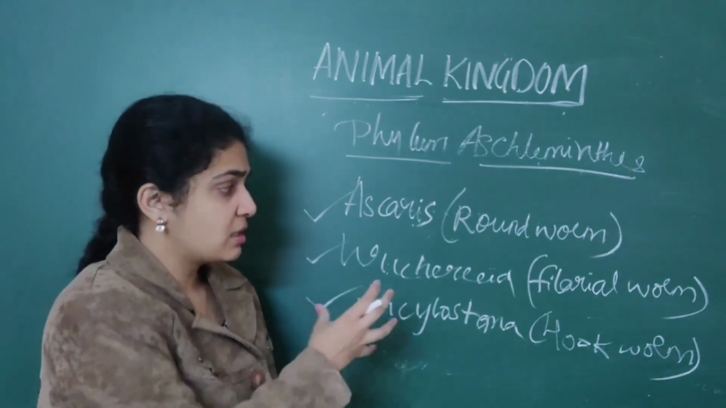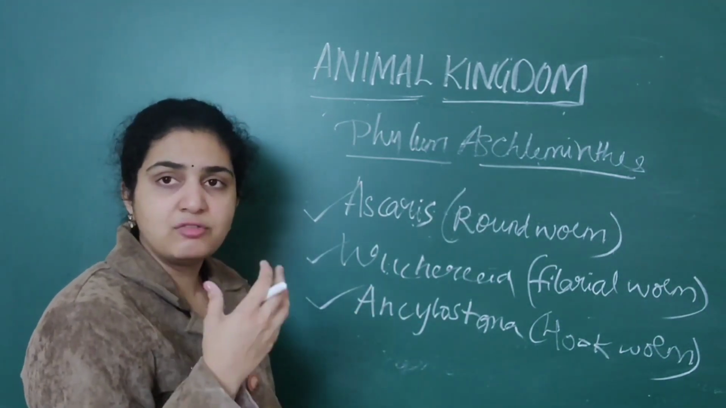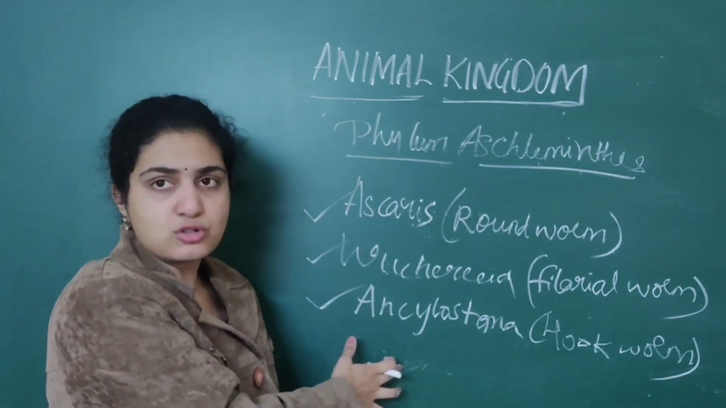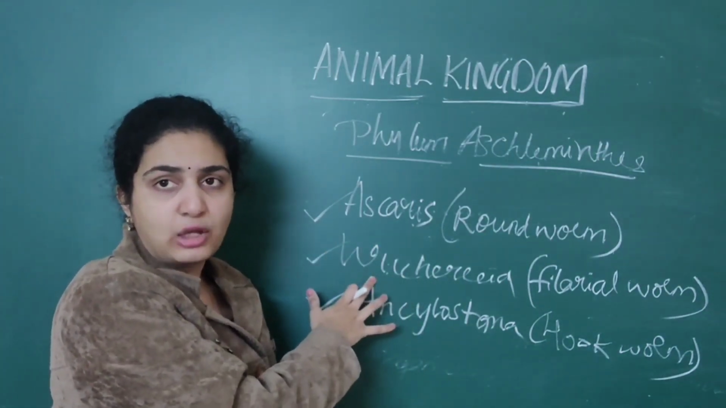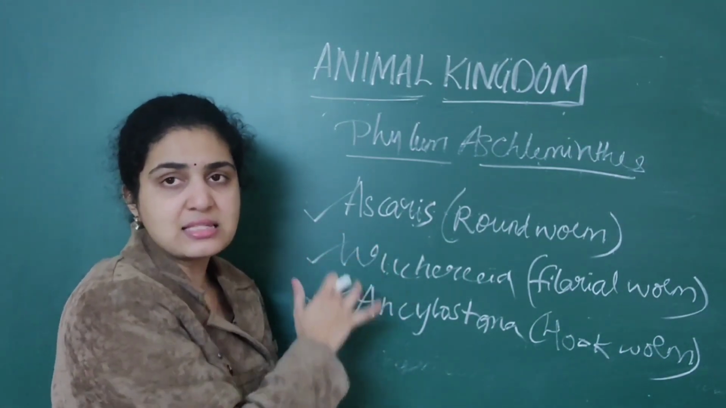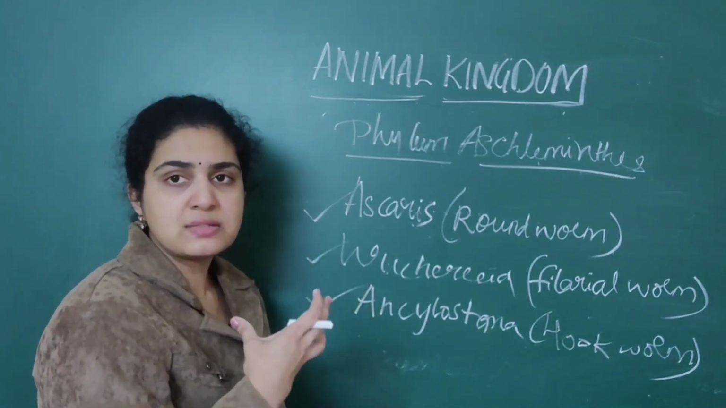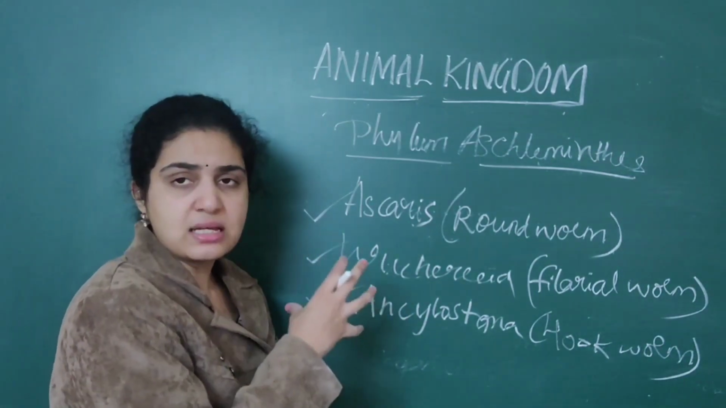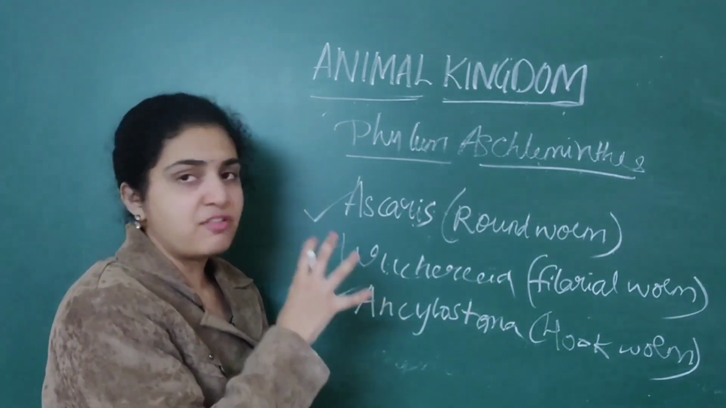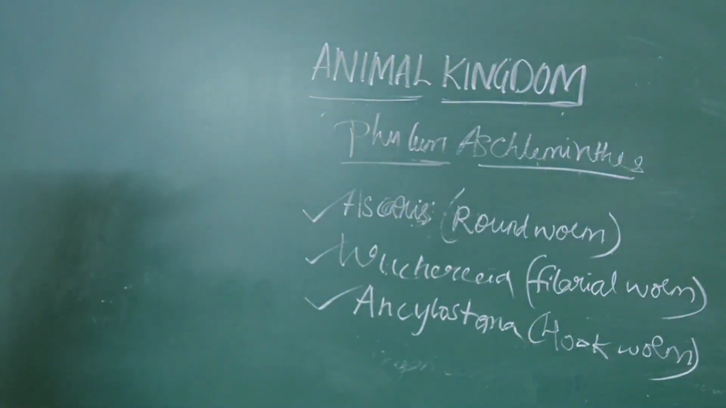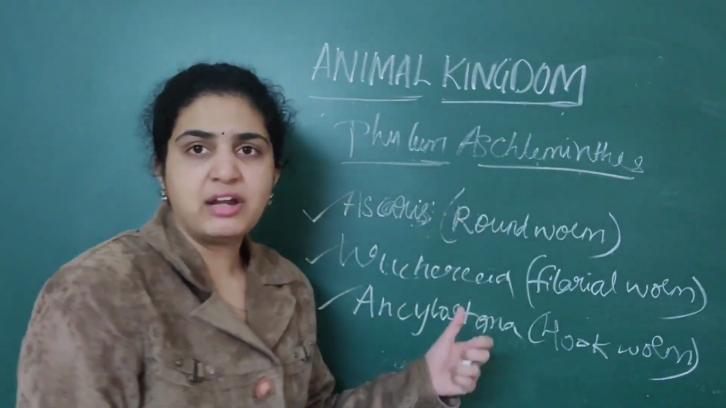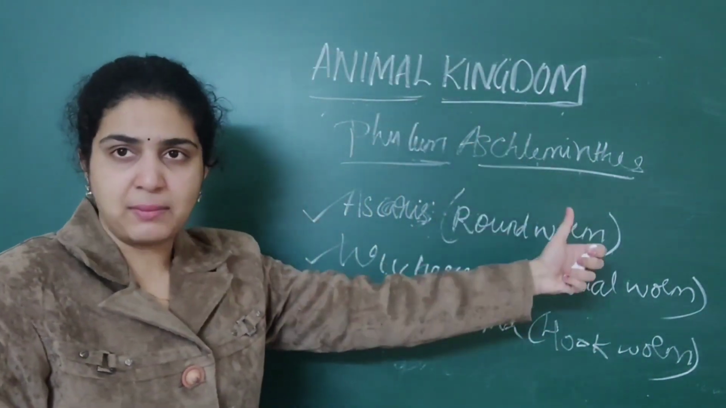Important scientific names you should remember: filarial worm is Wuchereria bancrofti, Ancylostoma is hookworm, Ascaris is roundworm. You should remember all these points. So these are the different scientific names, and we have completed the phylum Aschelminthes.